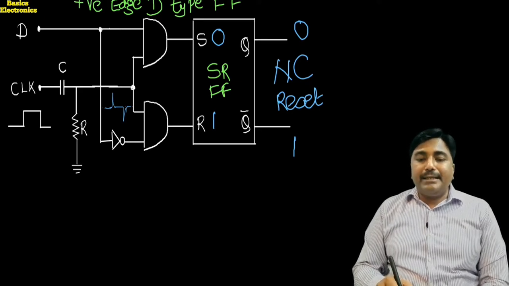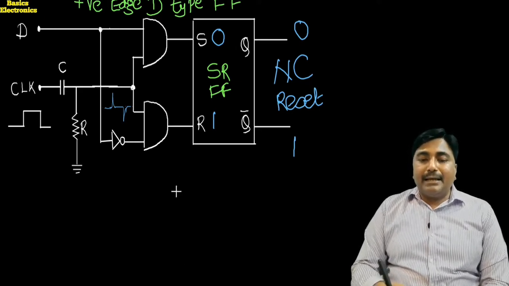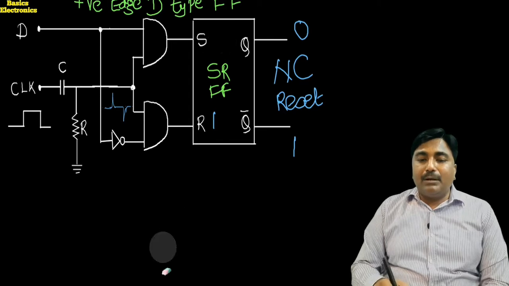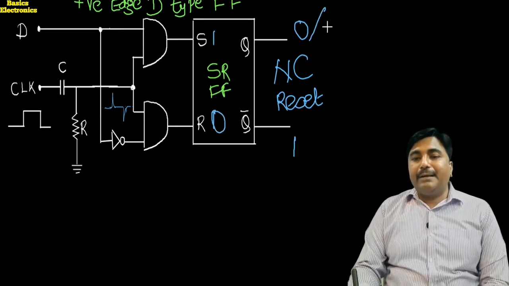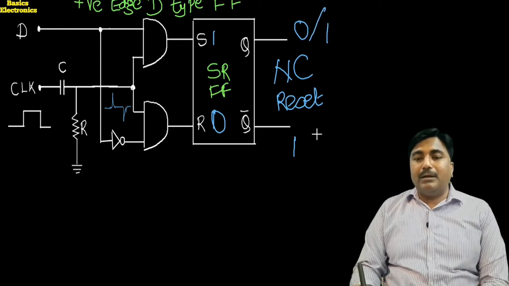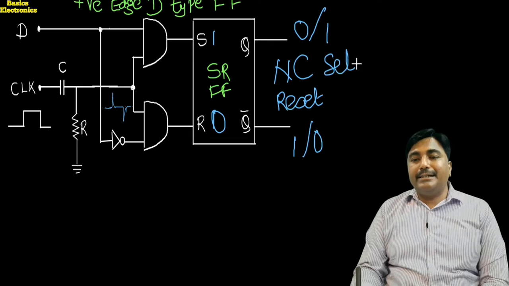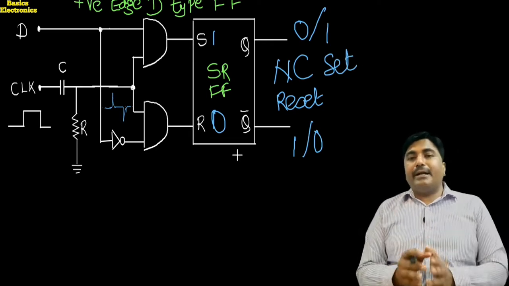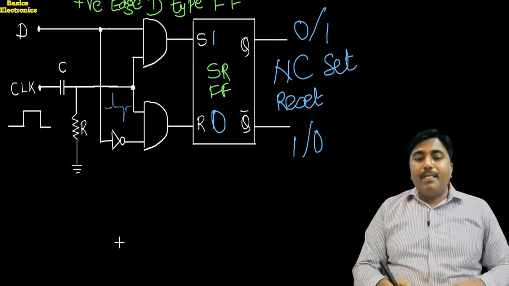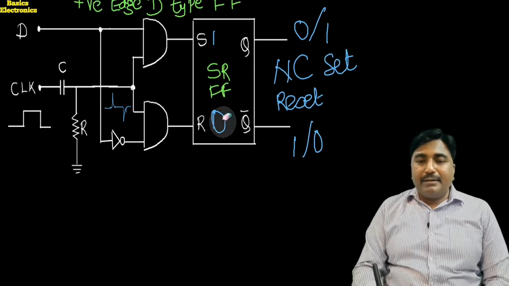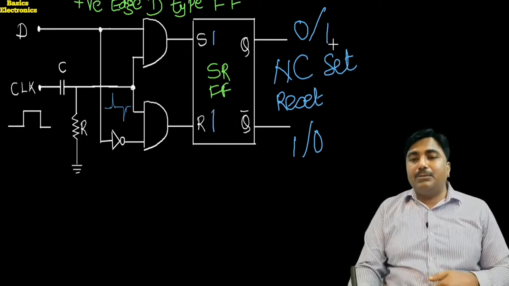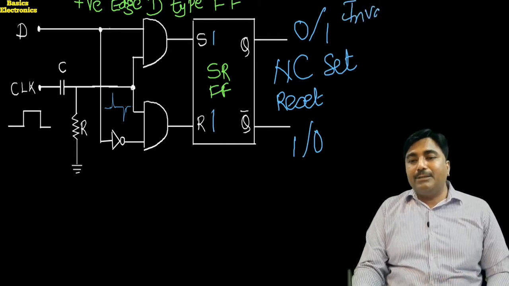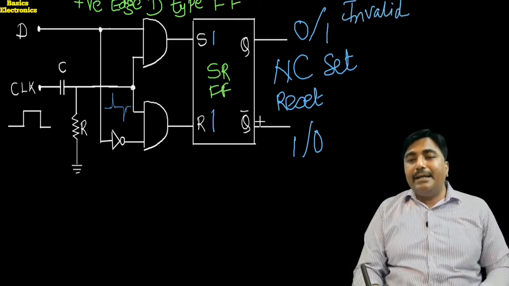When we apply the input S equal to 1 and R equal to 0, at that time we get the output Q equal to 1 and Q bar equal to 0. This condition is what we call a set condition. One more input is there. That input is when S is equal to 1, R is equal to 1. This condition we call the invalid condition.